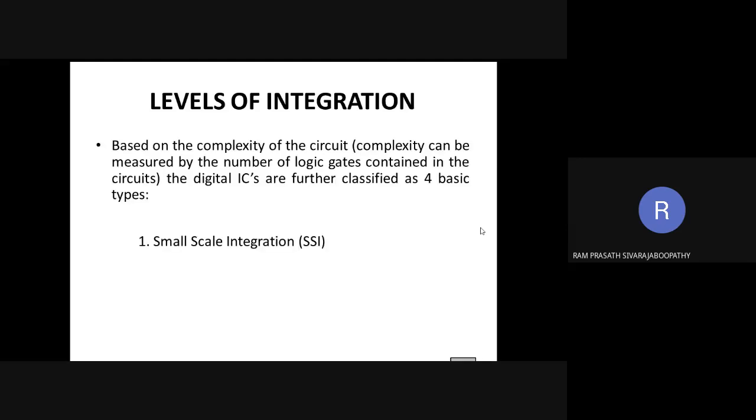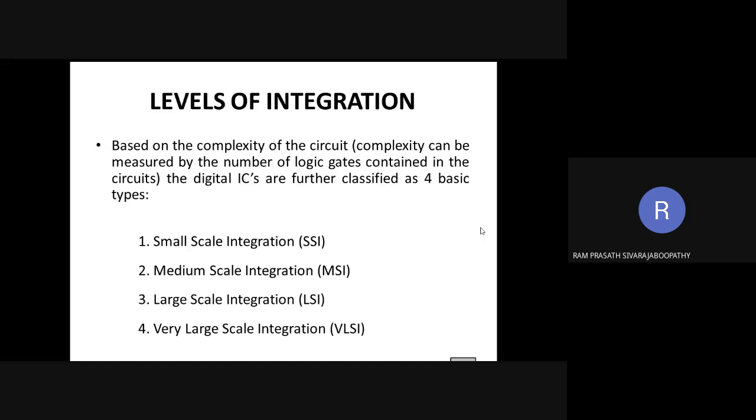Then, based upon the levels of integration, integration means how many logic gates are present in a single IC, or how many transistors are present in a single IC. That we call the levels of integration. The very first IC used small scale integration. Based on the complexity of the circuit, the digital ICs are classified into 4 basic types: SSI, MSI, LSI, VLSI. There are 4 categories. Now we also have GLSI and ULSI.